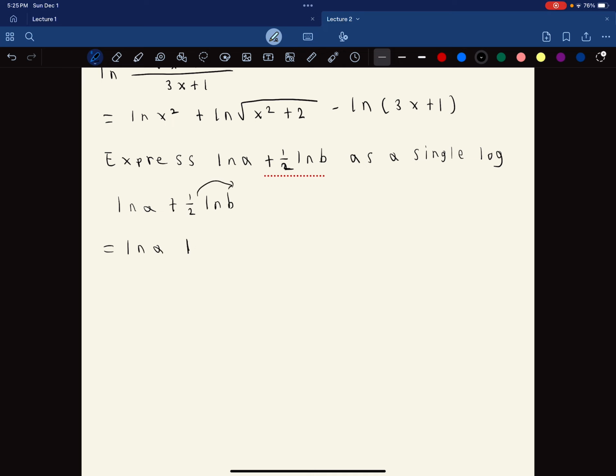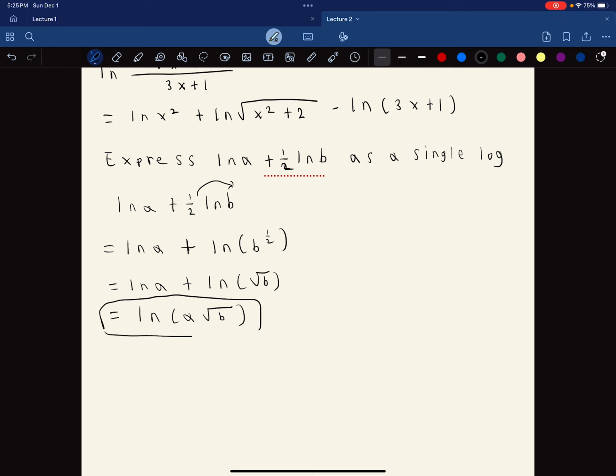So this can be written as that, right? But then that's the same thing as saying the square root of b, right? And then using properties of logs again, right? This can be written as log of a multiplied by the square root of b, okay? So that's how you express it as a single logarithm.